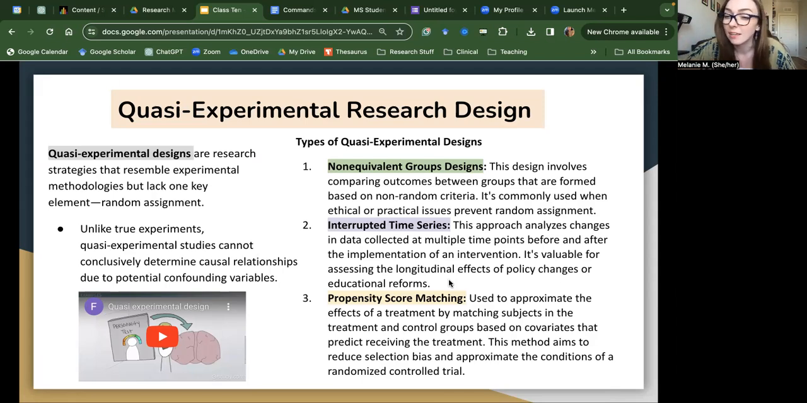There are several different types of quasi-experimental designs. So this first one is called non-equivalent group designs. And this is when a research design compares outcomes between two groups that are based on non-random criteria. So this is usually done when there's an ethical reason or a practical issue that prevents random assignment.